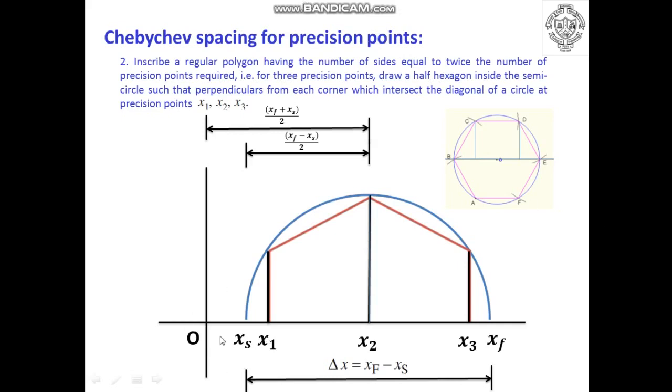So if you measure the distance from O to x1, you will get the value of x1. If you measure the distance from O to x2, you will get the value of x2. And if you measure the distance from O to x3, you will get the value of x3. So this is how, if you follow this procedure on a graph paper, you will be able to find out the values of x1, x2 and x3 using the Chebyshev spacing method. So this is how the method is to be followed.